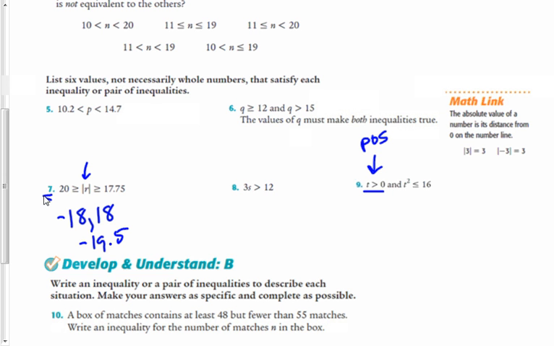And if you think about the square root of 16, that's 4. So we need numbers that are less than or equal to 4, but greater than or equal to negative 4. So like negative 3 would work, or positive 3, things like that. 3 squared is 9, and 9 is definitely less than or equal to 16. But we can't use negative 3 because t has to be greater than 0.